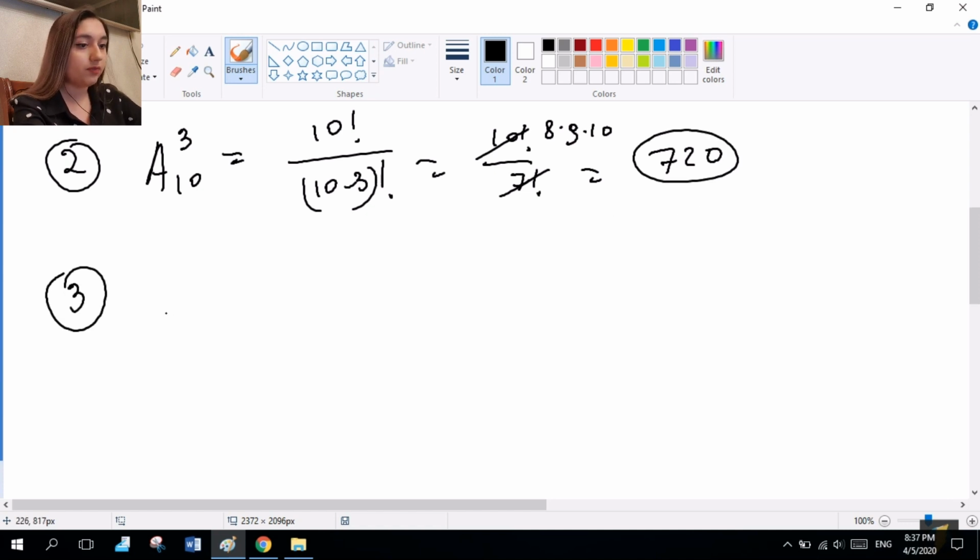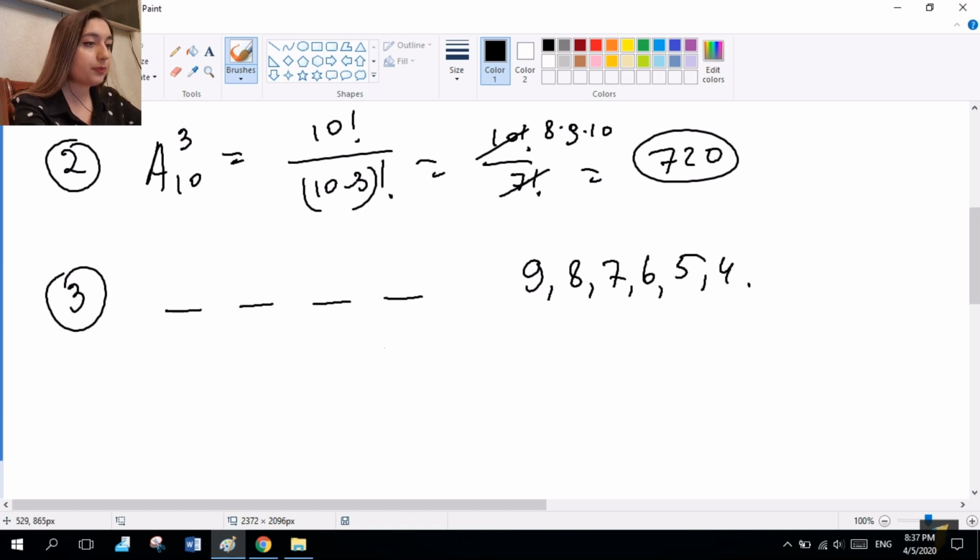And the third one. How many four-digit odd integers can be formed from the last six digits if each digit can be used only once? So again, we have to find out how many possible variants there are of creating a four-digit number. Again, we have four positions from the last six digits. The last six digits are 9, 8, 7, 6, 5, and 4. But this time they have to be odd numbers.